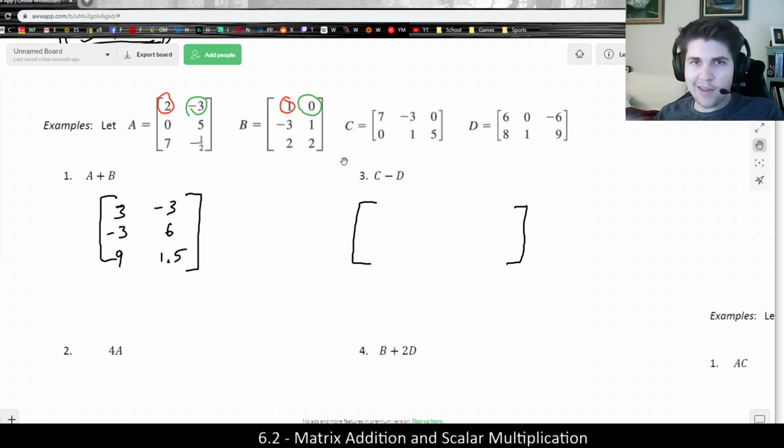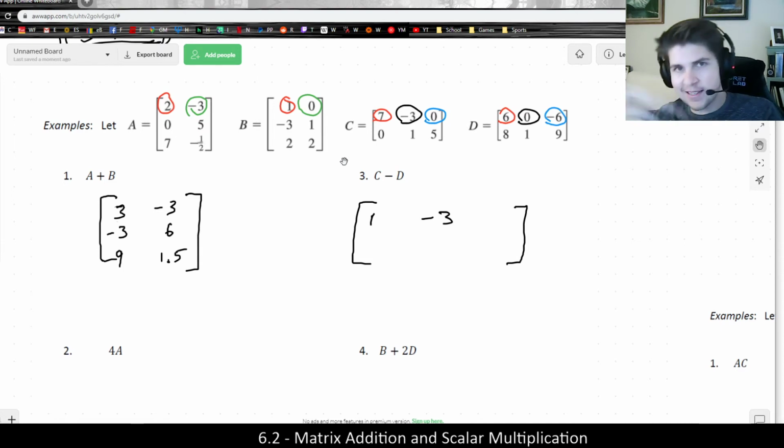But I just want to be careful to subtract each one. So 7, in the first row, first column, 7 minus 6, that should be 1. And -3 minus 0 should be -3. But if I was, say, going to do 0 minus a -6, don't forget to distribute the negative.